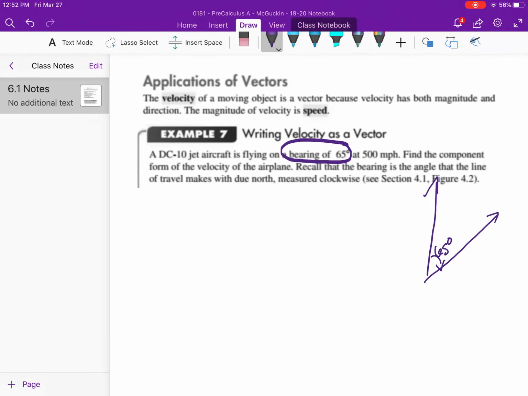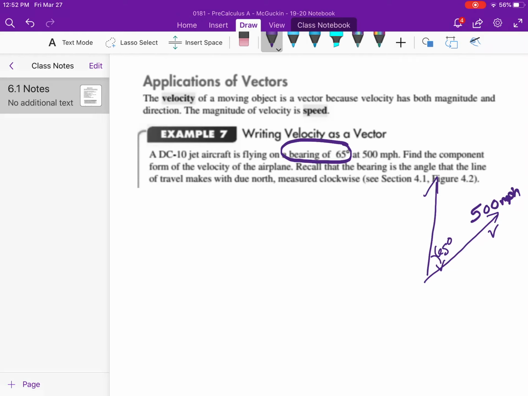Now let's continue on with our problem. It says that it is flying at 500 miles per hour. Ladies and gentlemen, that 500 miles per hour is our vector. It has magnitude and direction. Find the component form of the velocity of the airplane. Again, recall that the bearing is an angle that the line of travel makes with due north.